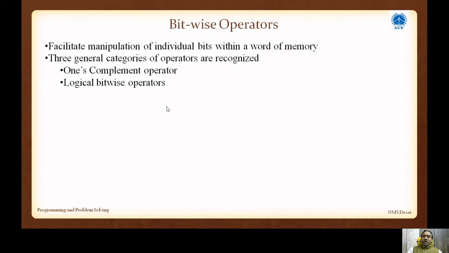Next, logical bitwise operators are there. Second category is the logical bitwise operator. Third category is shift operators. Logical bitwise operators operate on each bit. What are the logical operations? And, or, exclusive or. There are three logical operators defined in C.